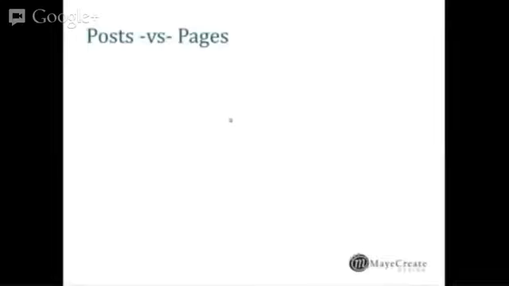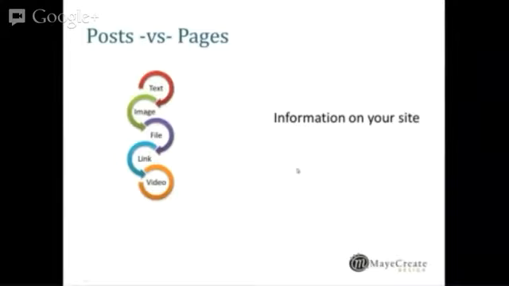I made this lovely illustration for everybody. So there's information on your site, and that information is things like text, images, files, links, videos. These are all things that you see on the page of a website, right? So that information has to be displayed somehow, so it can be displayed on a page, or alternately we can display it on a post.